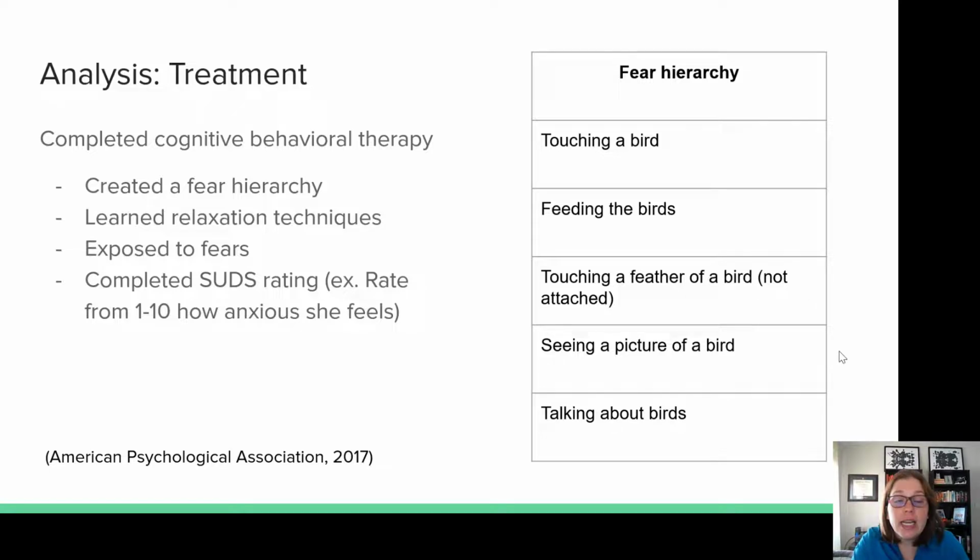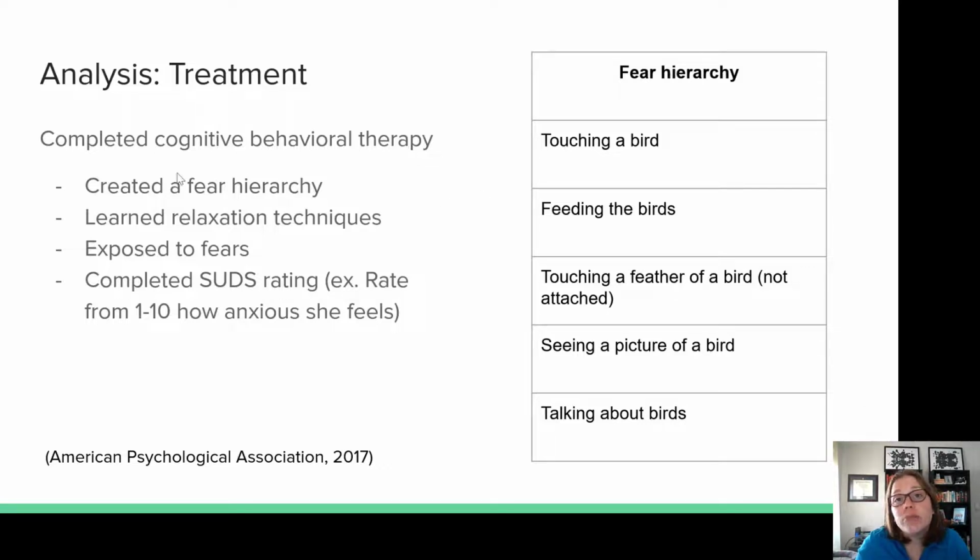One of the last things you can analyze, you can analyze anything, right? But is treatment. So what type of treatment was done, or what type of treatment would you do with that particular case? So you might do some research outside of class and see whether or not you can find what is the most effective treatment for specific phobia in this case, or for schizophrenia, whatever you have.